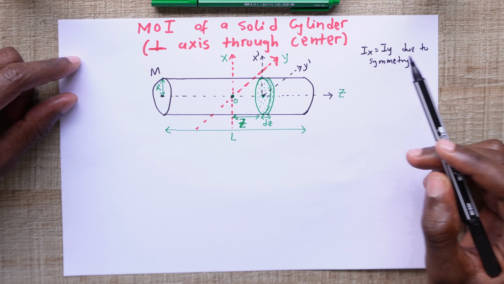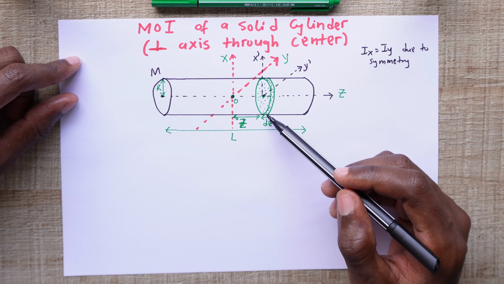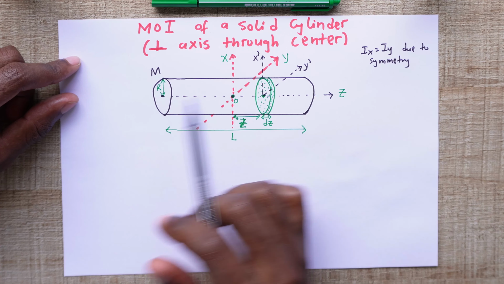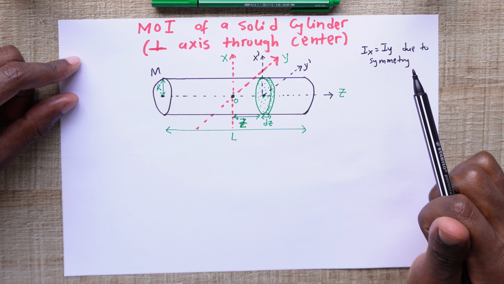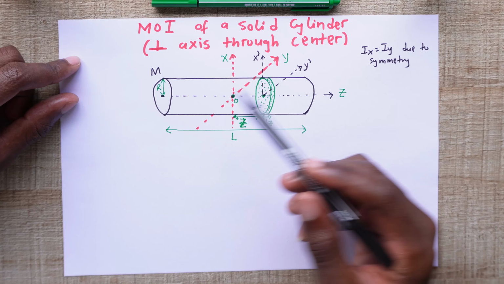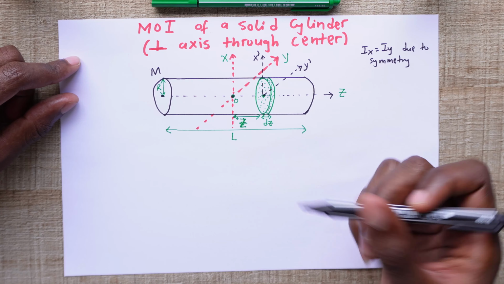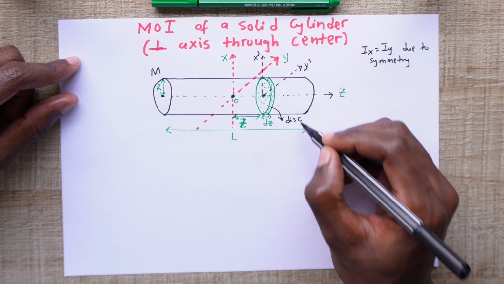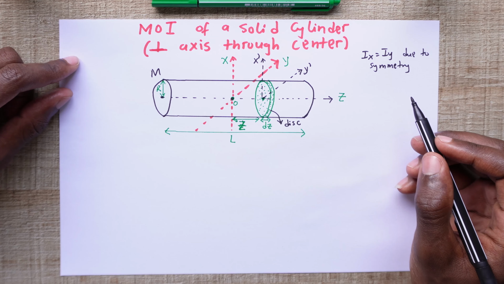So the idea, as usual, is to isolate an element that can enable us to exploit the symmetry of the solid figure we are working with. In this case, you have a cylinder. If you take a very thin slice of that cylinder, you're going to have a disc. So our element here is a disc of thickness dz, a very, very tiny thickness.